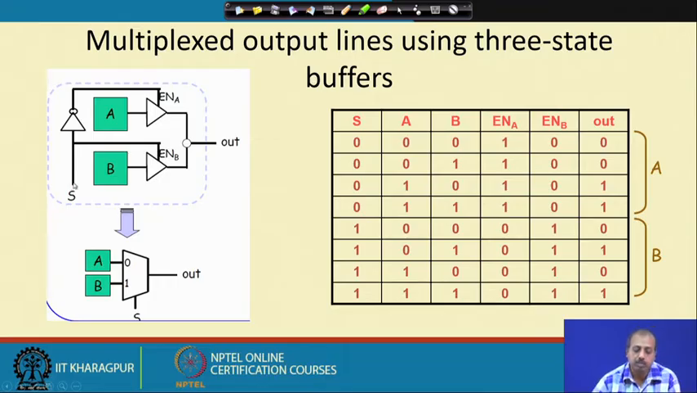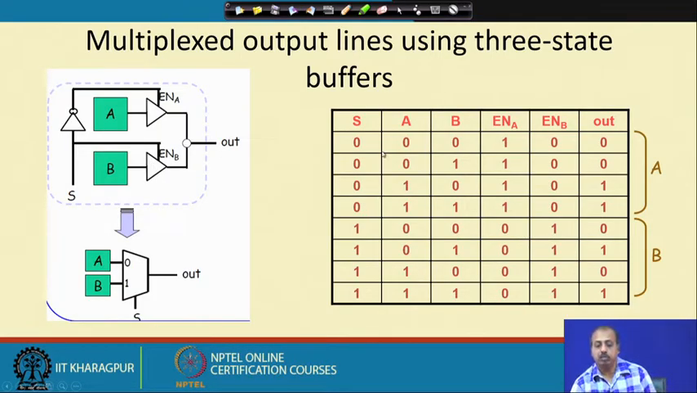So, if S equal to 0, then enable A is equal to 1 and enable B is equal to 0. As a result, the A output is passed through this buffer to the output. Similarly, if S equal to 1, then enable B is equal to 1 and enable A equal to 0. As a result, the output of B passes through this buffer and comes to the output.